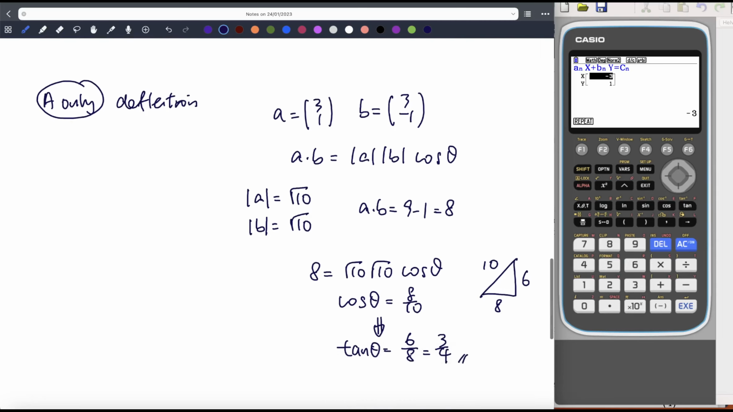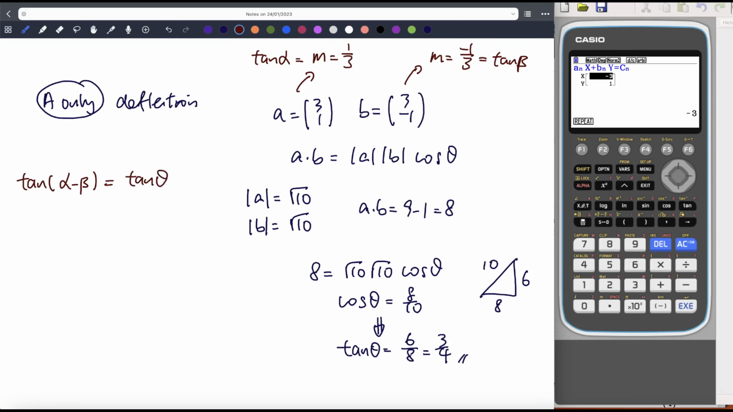But that would not usually be the method that I stick with, because I prefer to use the gradient equals 1/3 and the gradient equals minus 1/3. Because if I have the gradients, I have tan alpha and tan beta. The angle between two lines would then be tan of alpha minus beta. That's tan theta. And that's quicker because I could just say 1 over 3 minus minus 1 over 3 divided by 1 plus 1 over 3 times minus 1 over 3. That is the compound angle formula.